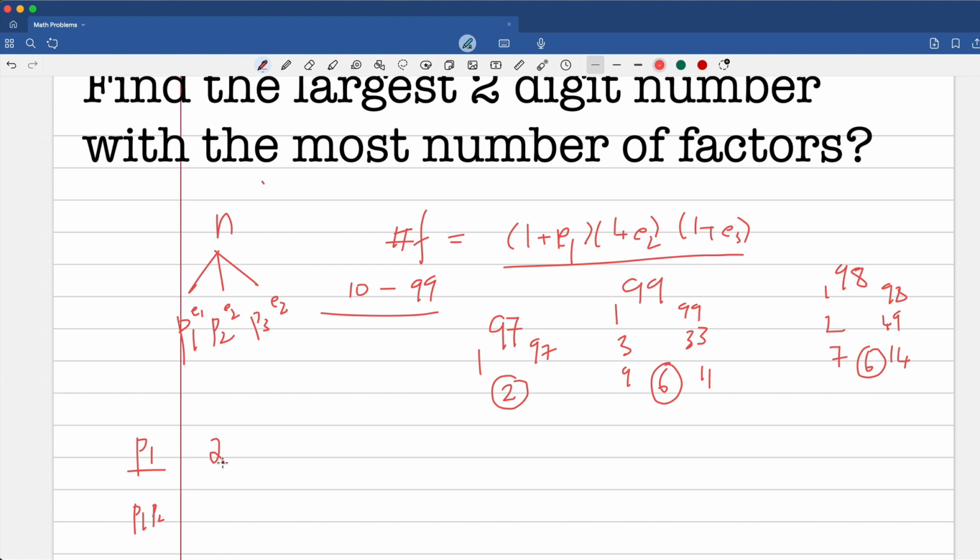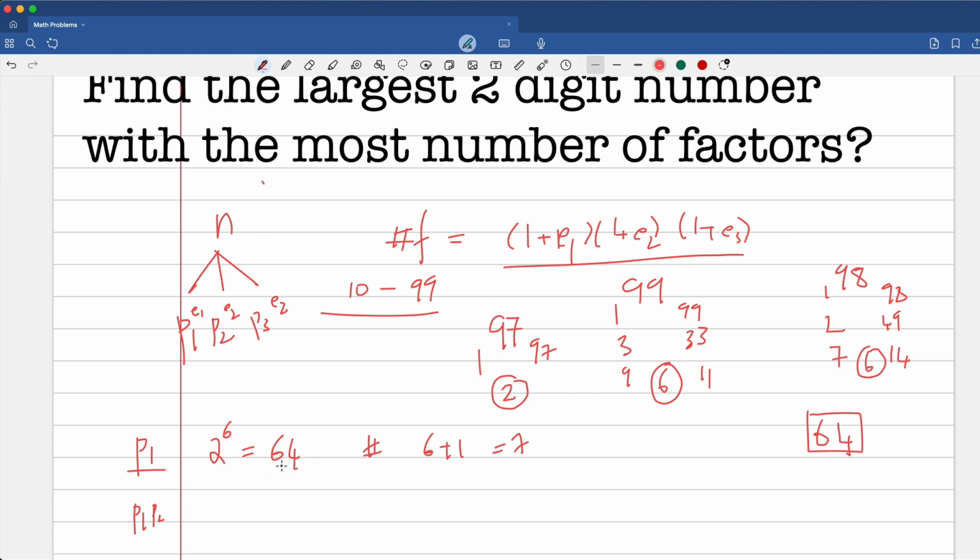Now we know 2 to the power 4 is 16, to the power 5 is 32, to the power 6 is 64. To the power 7 is 128, which becomes too large. So in this case, 2 to the power 6 is 64. And the number of factors is nothing but 6 plus 1, which is 7. So you already see that it's better than 99 and 98. So 64 is your current answer in hold, unless a number can be made better than this.